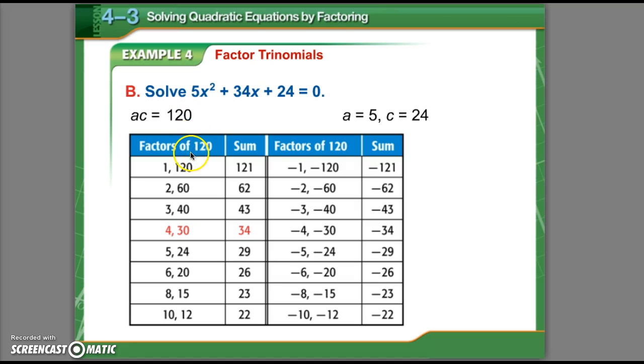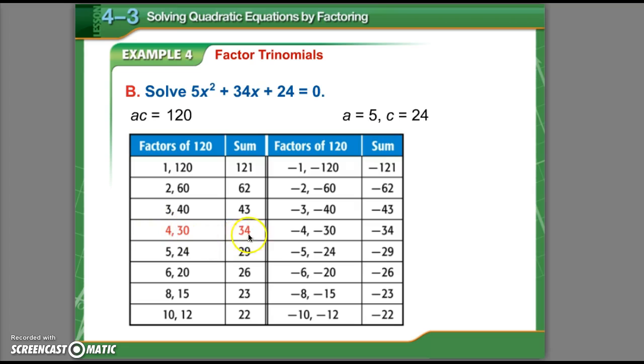And yeah, I realize this is a lot of different steps. But as you practice these more and more, you'll get better at this and you'll learn that some factors just don't make logical sense. For example, 1 and 120, if you multiply them, yeah, you get 120, but you should be able to tell before even finding the sum that these two numbers are not going to add up to anything close to positive 34. So then we go down: 2 and 60, that's 62 if you add them together. That's not what we want, we're looking for 34. 3 and 40 gives us 43. 4 times 30 is 120, and that sum is 34.